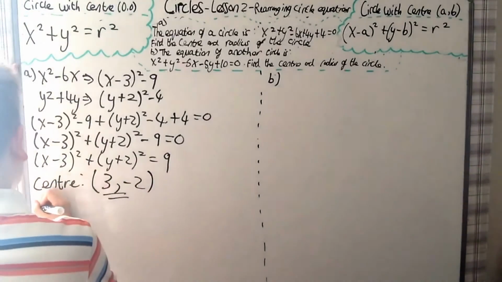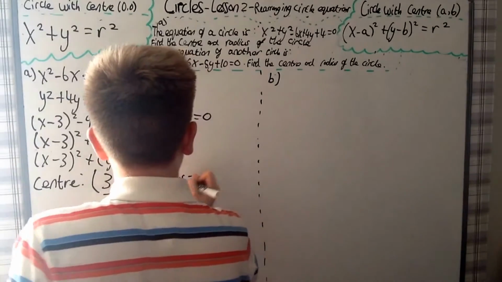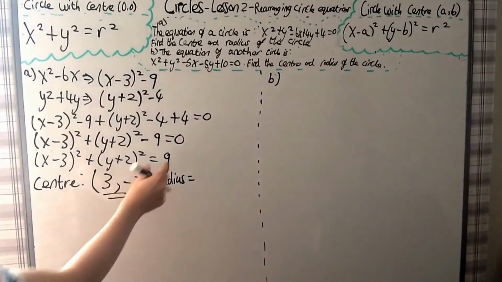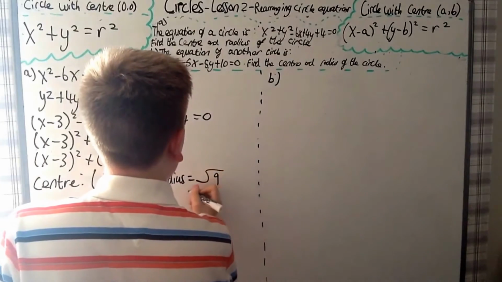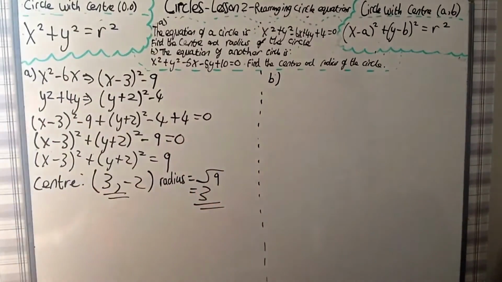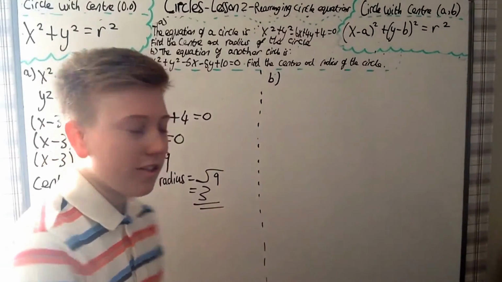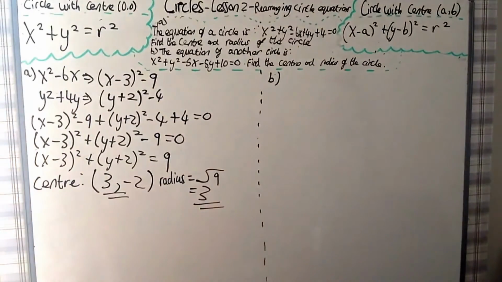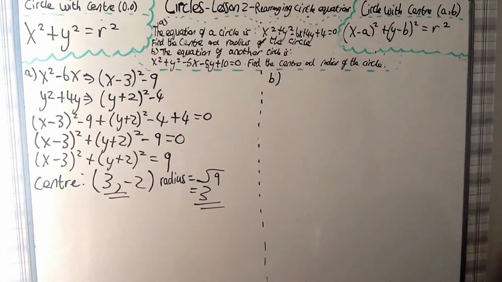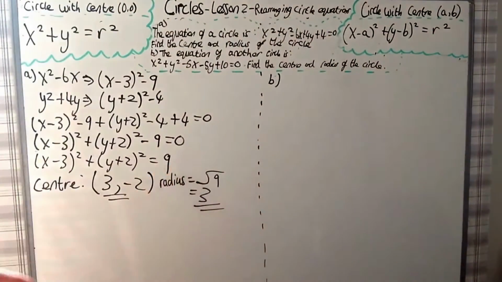And our radius is the square root of 9, which is 3. And you could say it's minus 3, but the minus 3 is irrelevant, because a radius, of course, is just a distance, and we can't have a negative distance. So 3 is our radius. Okay? Our radius squared is 9. Looking back to this equation, r squared. And so our radius is the square root of 9, and we take the positive of that.